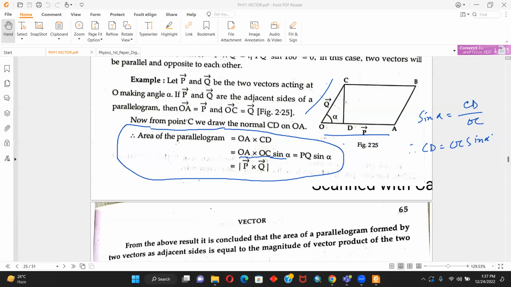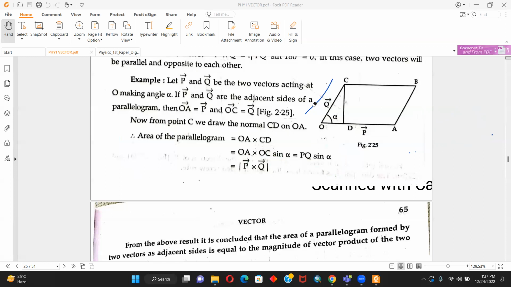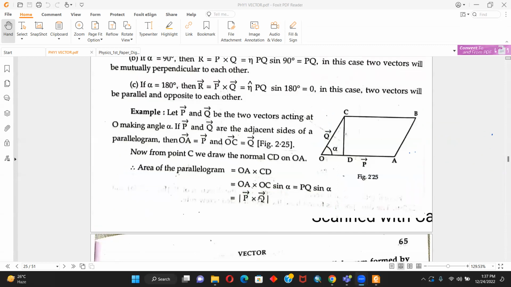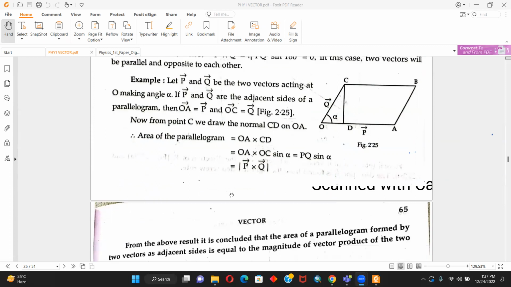Done. Okay. So now what I was saying is, we've already learned that cross product equals the first vector times the second vector times the sine of the angle between them, right? Now we also have already calculated the area of a parallelogram, right? We have calculated the area of the parallelogram to get the cross product.